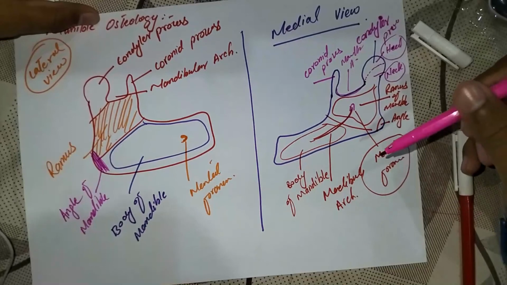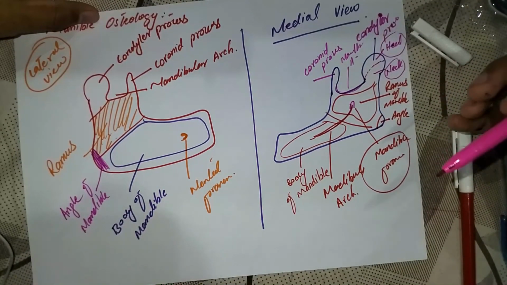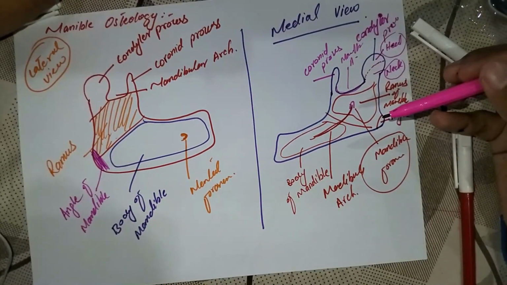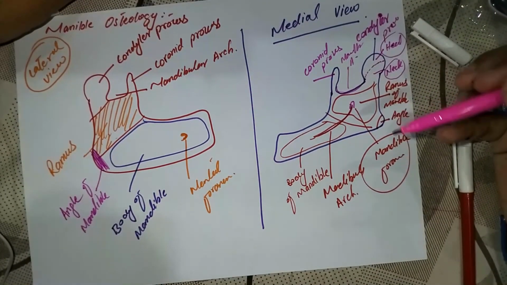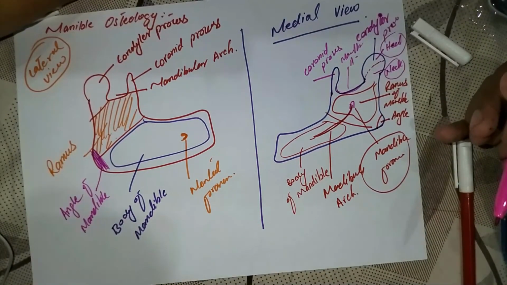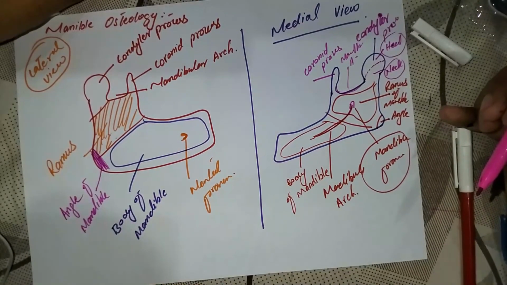And I hope you understood the basic anatomy or osteology of mandible. In the next video, we will discuss the muscles of the mandible, nerve supply, blood supply of the mandible.